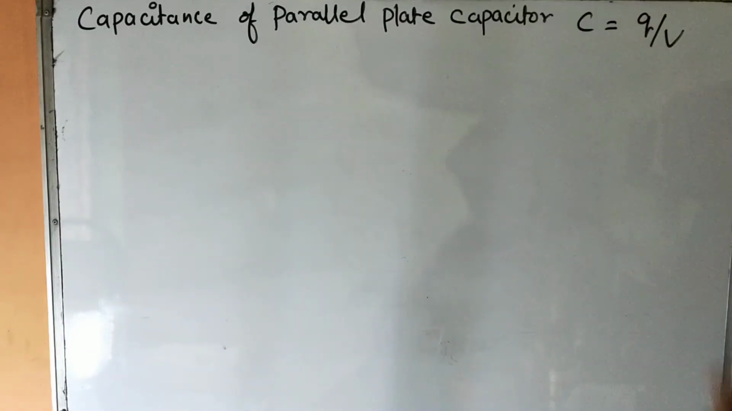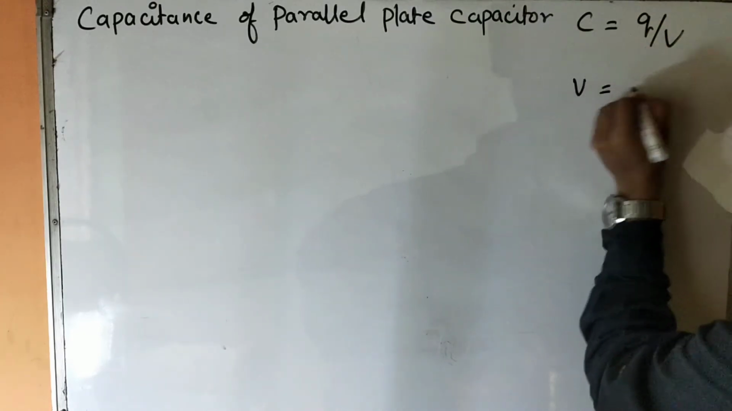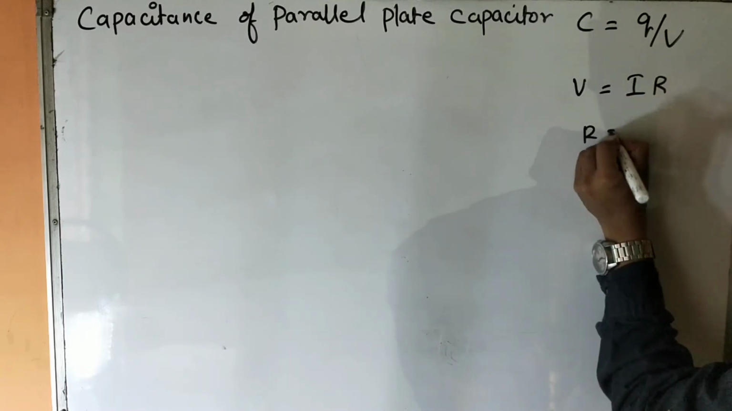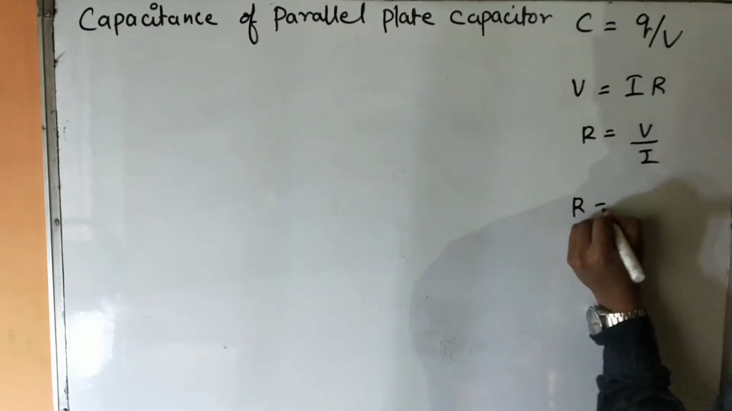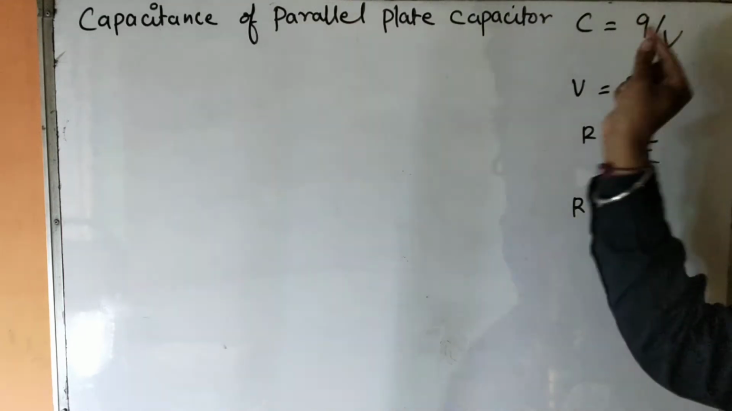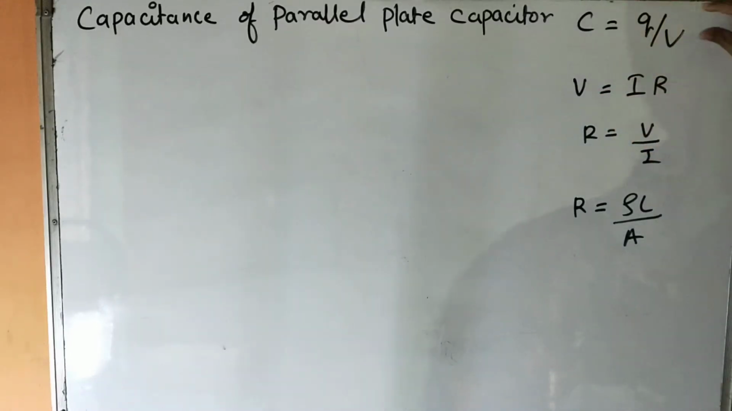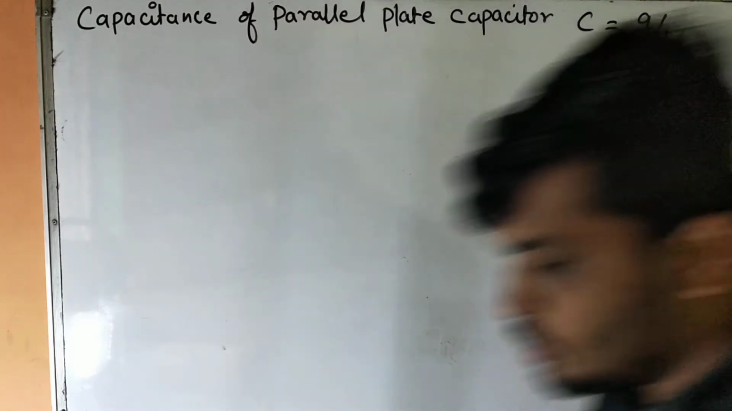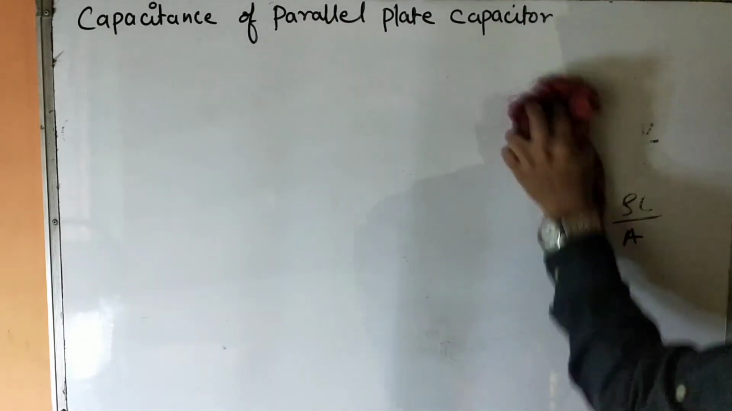Just like resistance, we have already discussed resistance. In V equals IR, this R is independent of V and I. It is a constant quantity, but this R depends upon the dimensions of the material. Same thing is the capacitance. Capacitance is the ability to store the charges, and this capacitance is independent of the charge as well as the potential, but it depends upon the dimensions of the capacitor itself. So today we are going to find the expression for capacitance of a parallel plate capacitor.